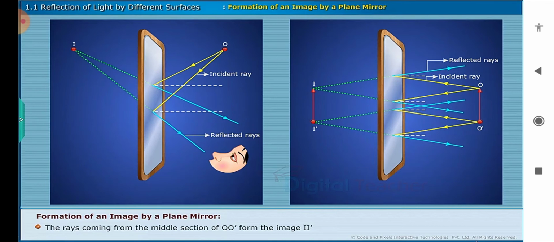The image formed on the plane surface of a mirror has certain characteristics. They help us in better understanding the phenomenon of reflection. Let us learn about the characteristics of the image in the next section.